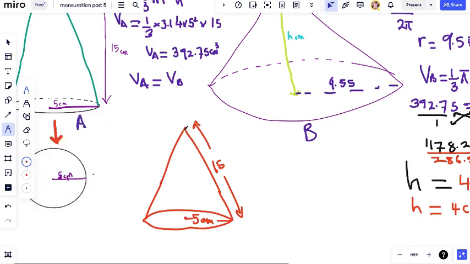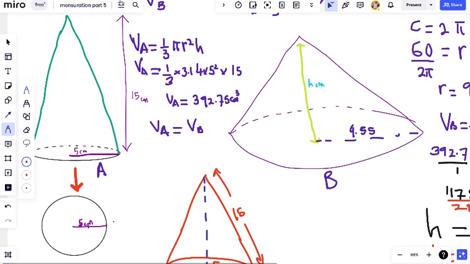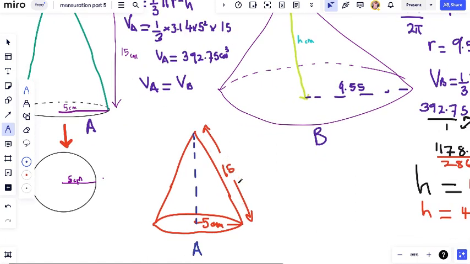You understand? In the exam they might bring it, but it will look like this one. If cone A was like this, we could not go straight to find the volume, because the 15 is a slant height. So in this case, we must find the height h first. You have to use Pythagoras theorem to find h.